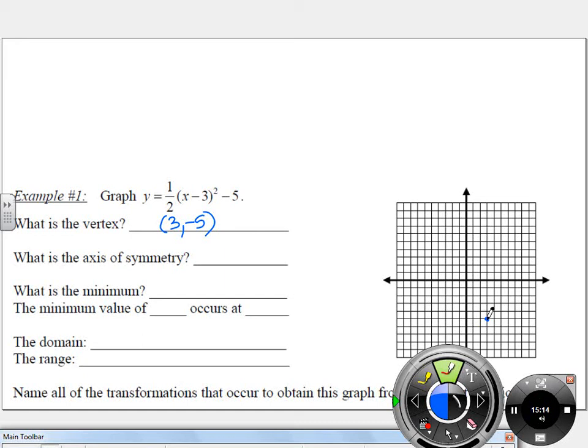We'll go through it in a minute. Yeah, we'll get there. All right, what's the axis of symmetry? Cody? X equals 3. Good, x equals 3.